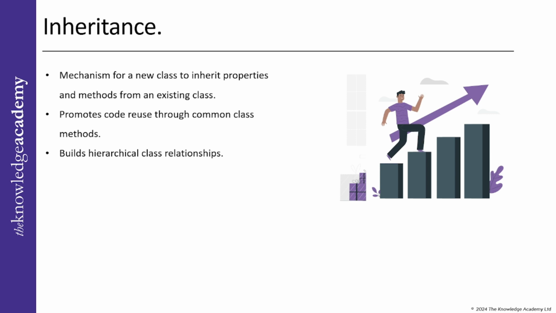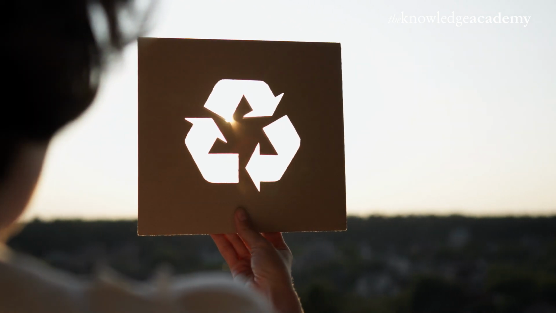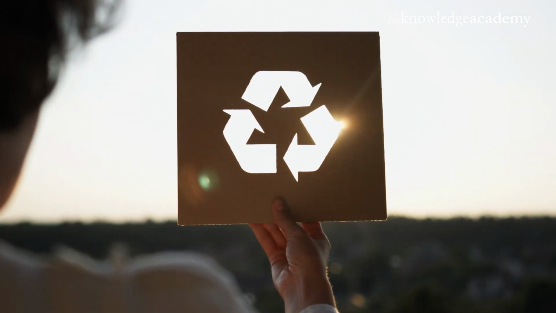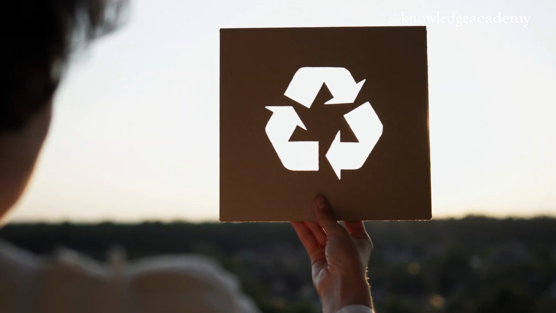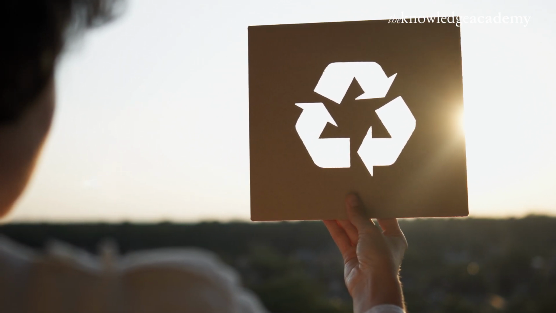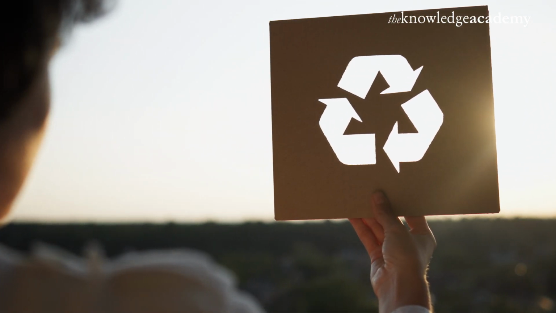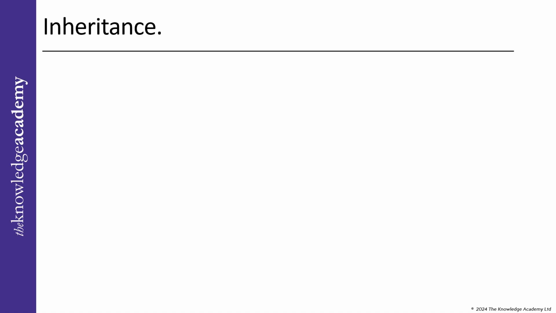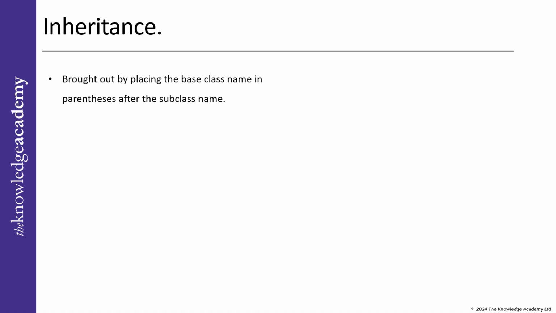Inheritance facilitates code reuse by enabling us to define common attributes and methods in a base class, which can then be inherited by subclasses. This reduces code duplication and promotes a more modular and organized codebase. In Python, inheritance is achieved by specifying the base class in parentheses after the subclass name. Let's see how inheritance works in practice.